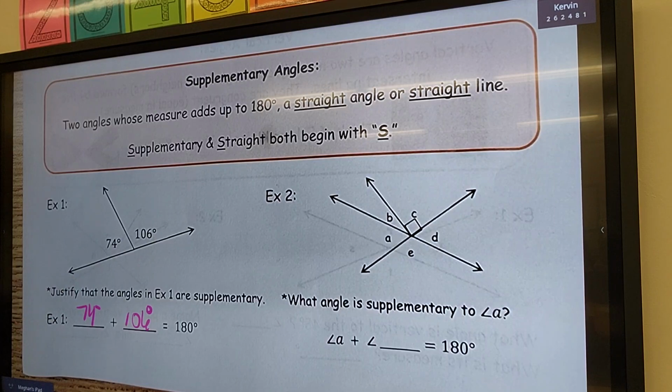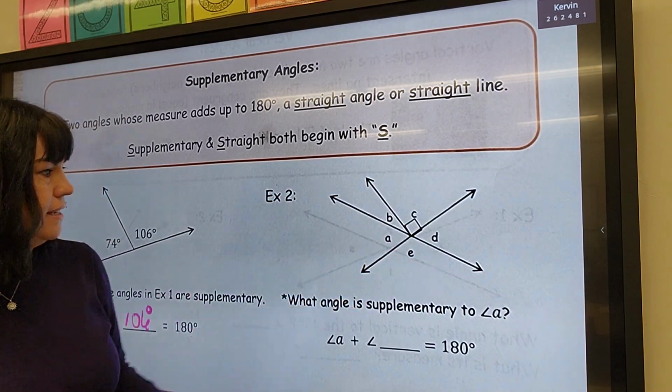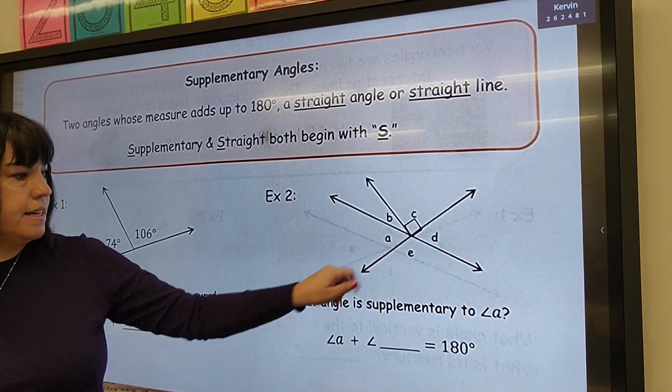Okay? So this one over here has a whole bunch of different angles in it, but we're only going to look at angle A right now.